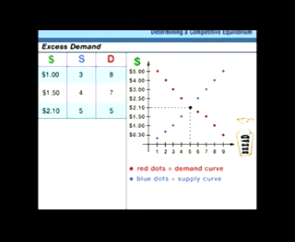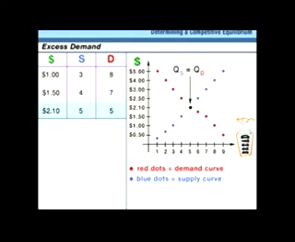Buyers who can't get bread at the lower price will bid up the price. And as buyers and sellers respond to the rising price, an equilibrium is established. The excess demand is eliminated as the quantity demanded falls and the quantity supplied increases with the rising price.